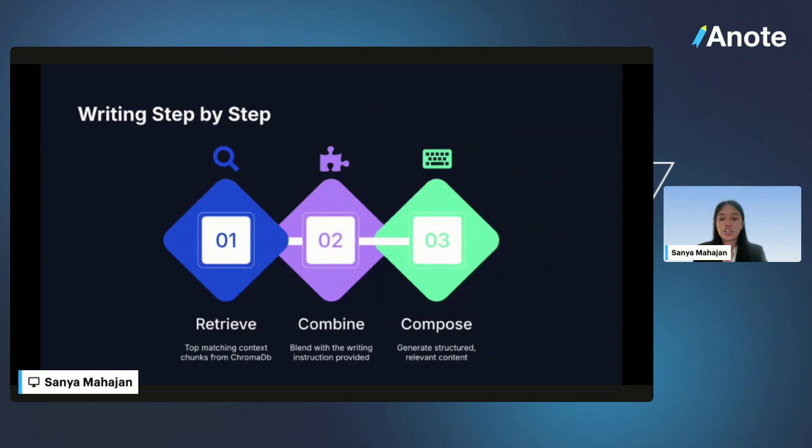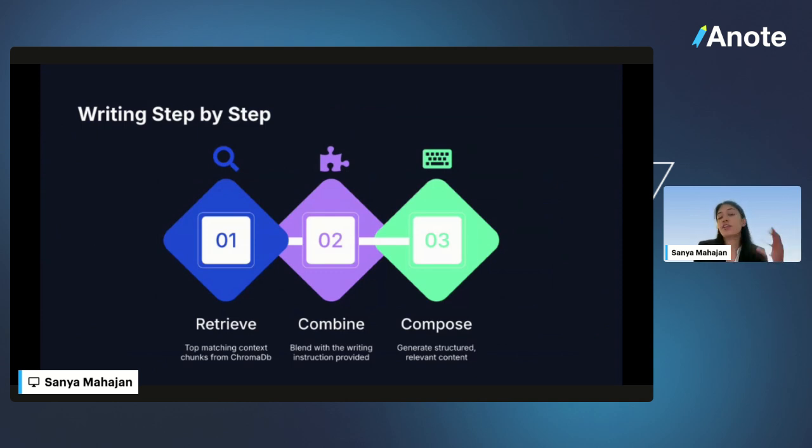So for each instruction, after we retrieve that top matching context using ChromaDB and blend it with the prompt, we generate a structured response. That modular structure that we have really streamlines the process and reduces the risk of generic answers to these proposals that companies might be applying to.